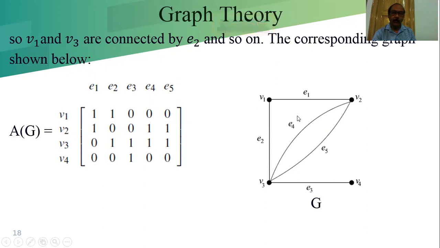E1 connecting V1 and V2. E2 connecting V1 and V3. E3 connecting V3 and V4. E4 connecting V2 and V3. And E5 also connecting V2 and V3. So I already said that E4 and E5 are the parallel edges. This is the incidence matrix, and from that we can easily prepare the graph.